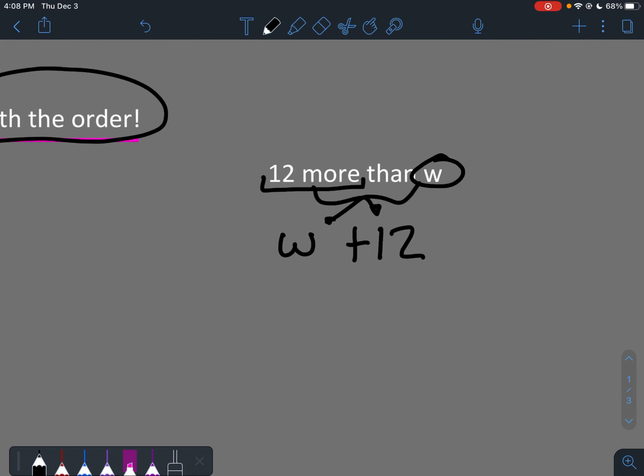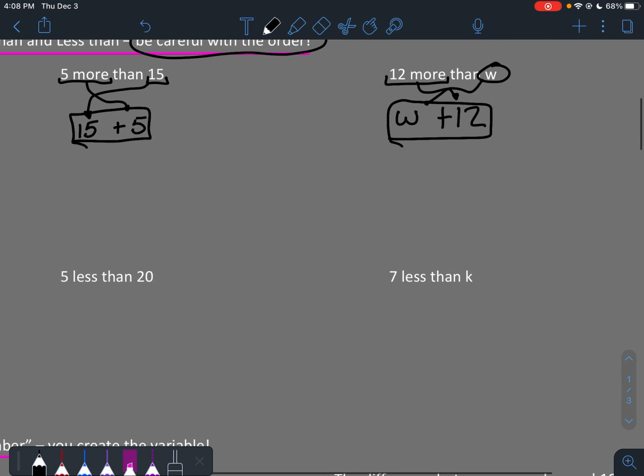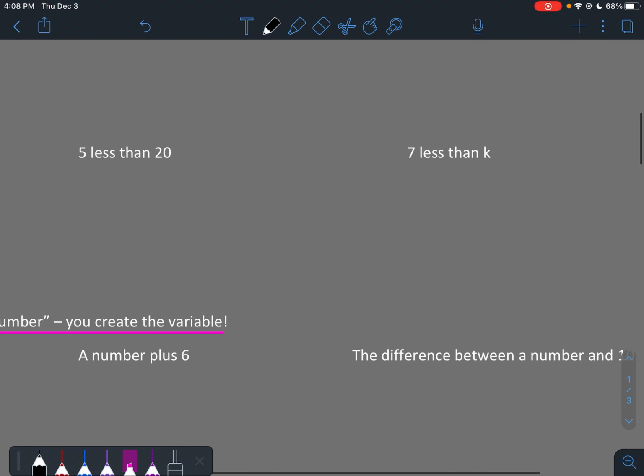So it's going to be W plus 12. With addition, like I was saying, the order does not matter. It's the commutative property, but it's a good practice to get into right now because it will start mattering once we start working our way through subtraction and more complex verbal expressions here.